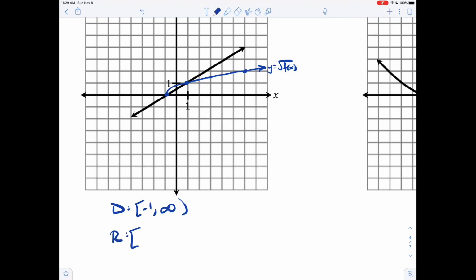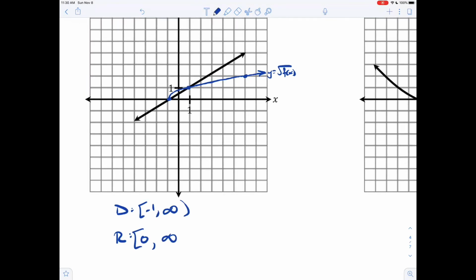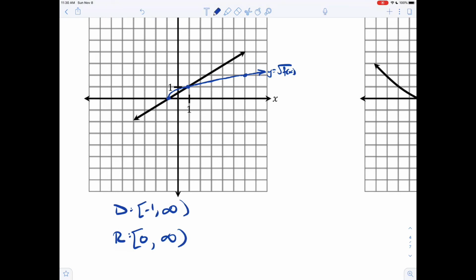Range-wise, our lowest non-negative y value was 0. So we're bounded by 0. Our highest non-negative y value, well, this thing went on forever to infinity. Square root of that? Yeah, I'll take it. It's infinity.